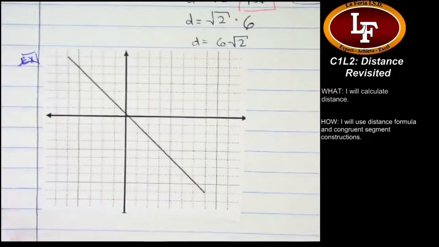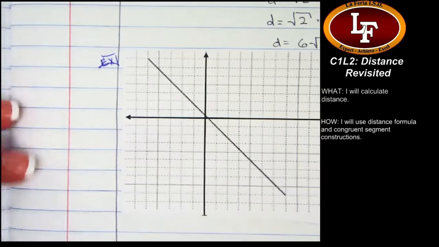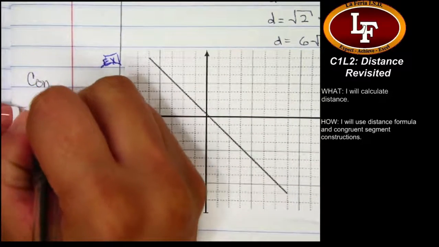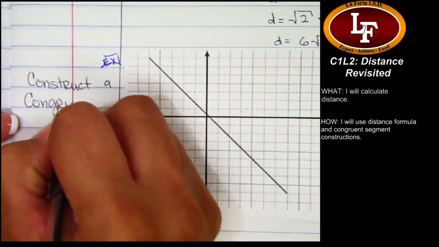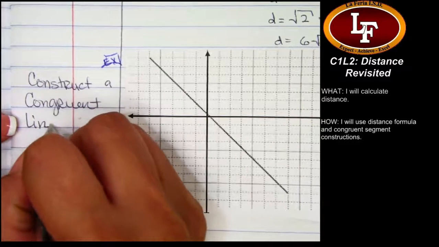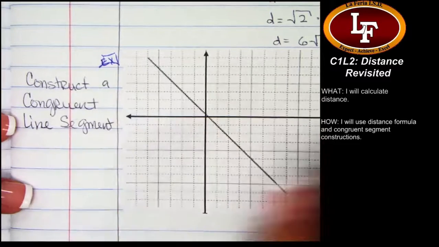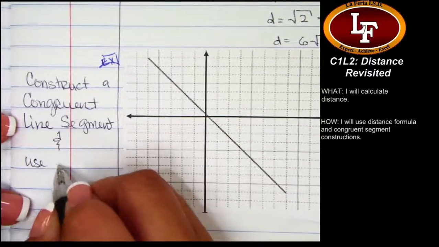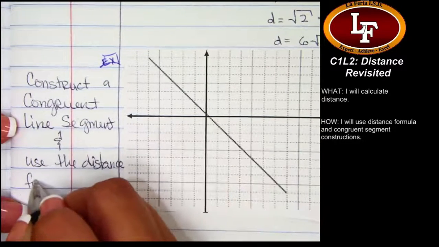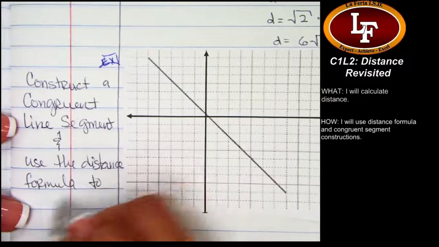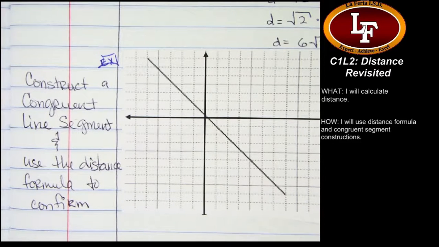All right, so we want to find the distance and use it to confirm congruence. So we are going to construct a congruent line segment and use the distance formula to confirm congruence. All right, there it is.